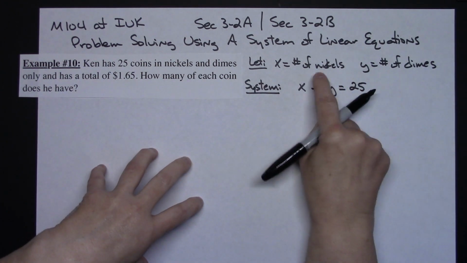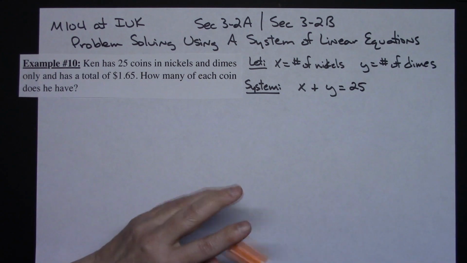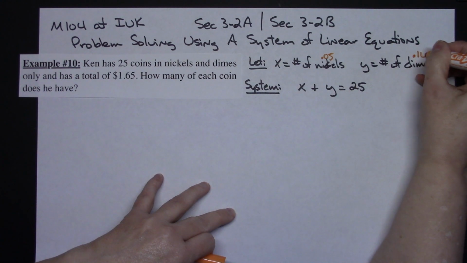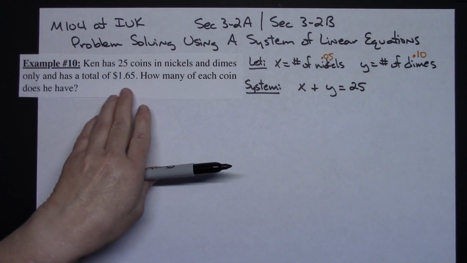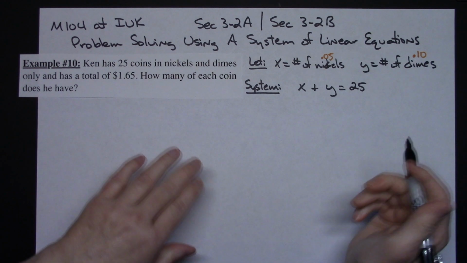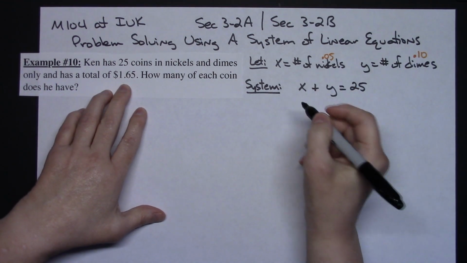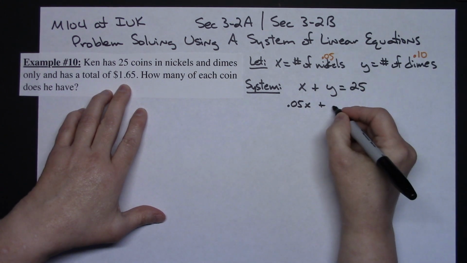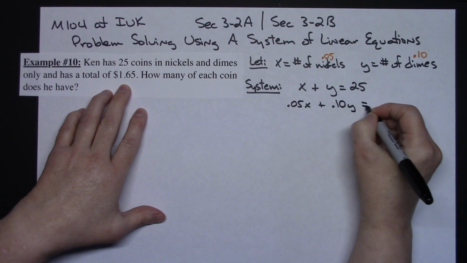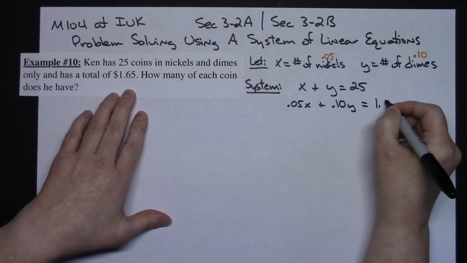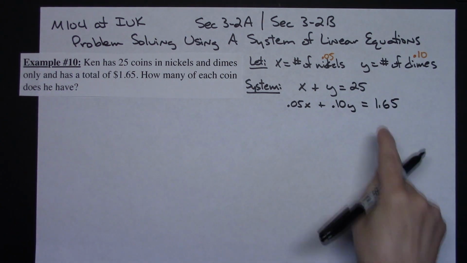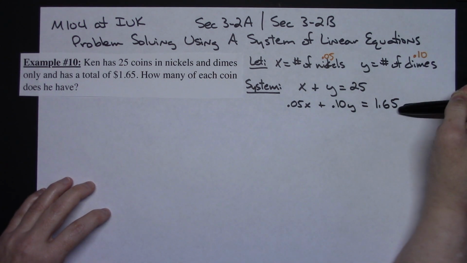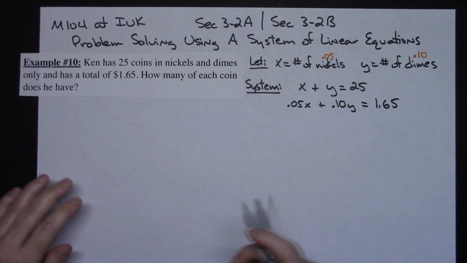Now the second equation is going to come from the value of the coins. I've got nickels and I've got dimes. Nickels are 0.05 or 5 cents. Here, let's write that down, 0.05 or 5 cents, and dimes are 10 cents or 0.10. Okay, and they told me I've got a total of $1.65. Every nickel that I have is 0.05, so 0.05 times x. Every dime I have is 10 cents, so 0.10y, and I've got a total of $1.65. Okay, so there is our system of equations. One of them is always based on the number of coins, and the second one is going to be based on the value of the coins.